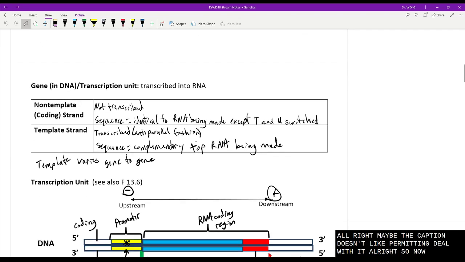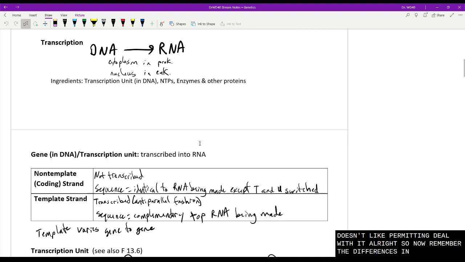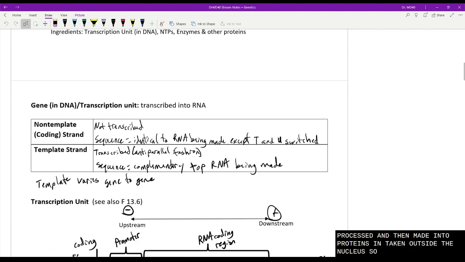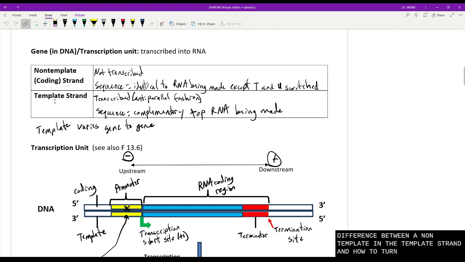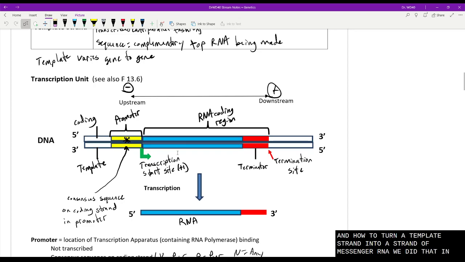So now, remember the differences in prokaryotes and eukaryotes. In bacteria, in prokaryotes, there's no nucleus. So as soon as messenger RNA is made, it could be made into proteins. In eukaryotes, messenger RNA has to get processed and then taken outside the nucleus and made into proteins. So make sure you understand that. Understand the difference between a non-template and a template strand, and how to turn a template strand into a strand of messenger RNA. We did that in class the other day.